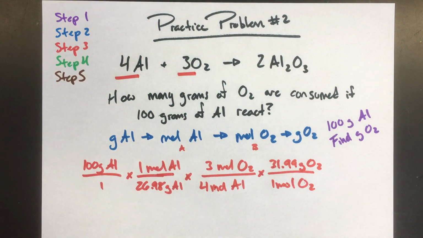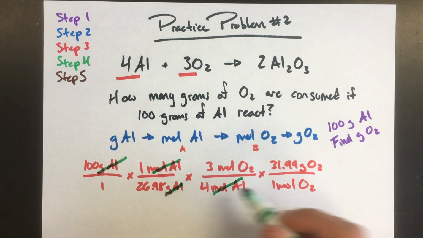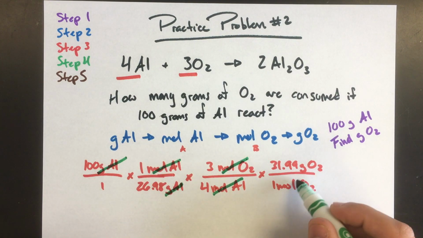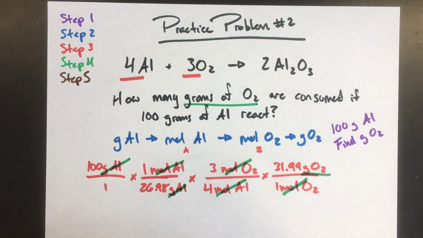Now our next step is to make sure all our units cancel, which grams of aluminum cancels with grams of aluminum, moles of aluminum cancels with moles of aluminum, moles of oxygen with moles of oxygen, leaving us with grams of oxygen, which is what we want.